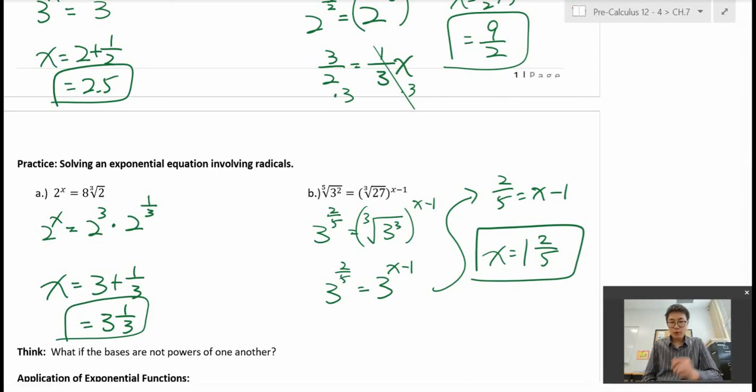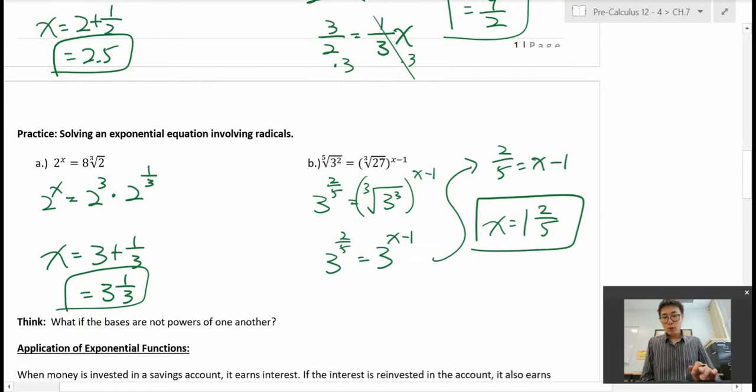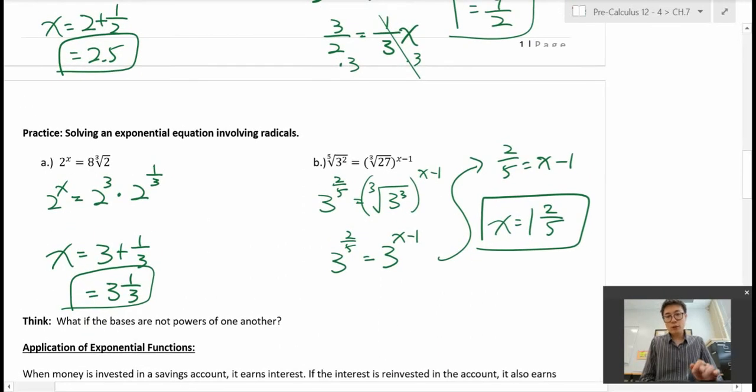Hopefully they are not too difficult. Okay, we are going to move on. Okay, so that's this exponential equation part.